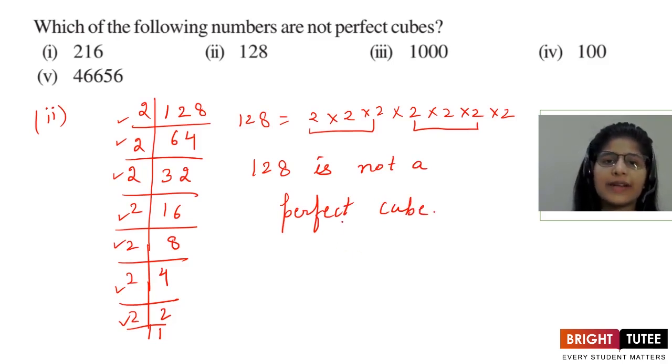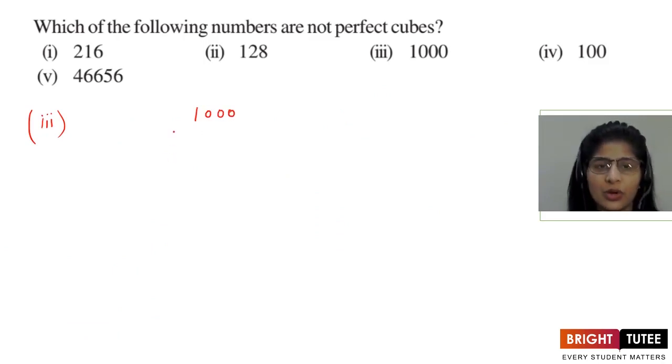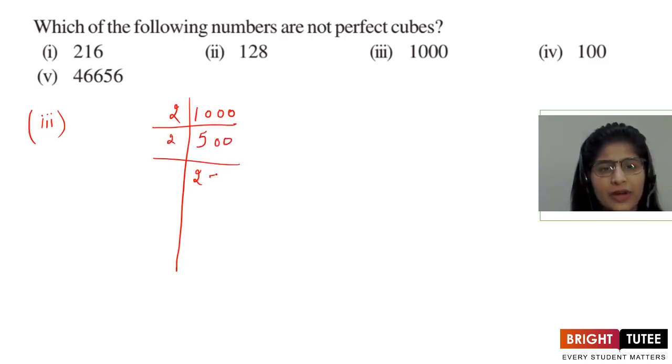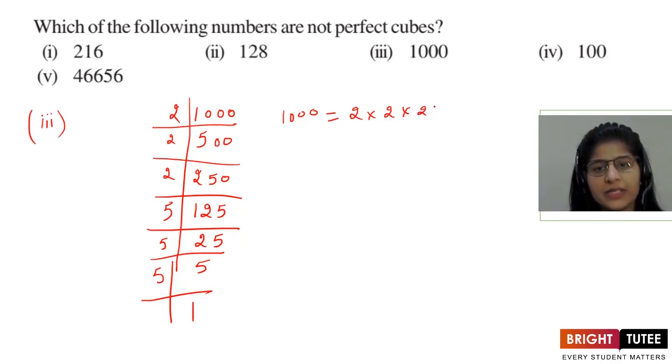Clear? So now let us do it for the third part, that is 1000. We have to tell whether 1000 is a perfect cube or not. Just start prime factorizing it. 2 5s are 10, then we have zeros. 2 2s are 4, 2 5s are 10. 2 1s are 2, 2 2s are 4, 2 5s are 10. Then with 5 we will do 5 2s are 10, 5 5s are 25. Then again with 5, and last is 5 1s are 5. So you see, 1000 can be written as 3 times 2 and 3 times 5.